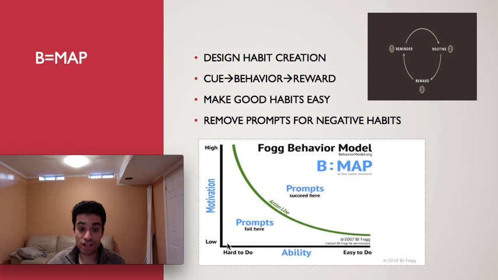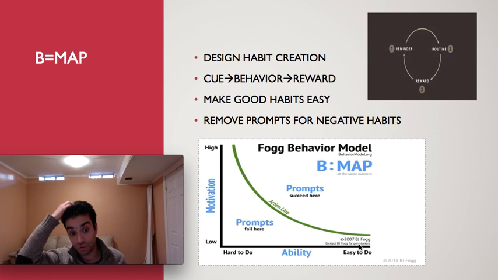So motivation ranges from low to high. The ability ranges from something being hard to do here on the left and something being easy to do here on the right, as well as the prompt. So what we want to do is we want to make the habit easier for us, because that's going to make us more likely that we're actually going to do it. And this is a really, really important point.